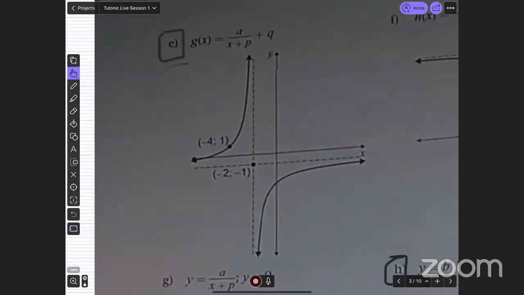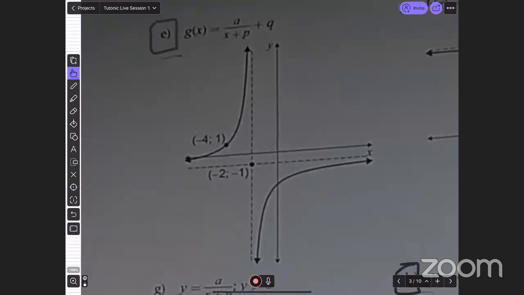E. Okay, this is a hyperbola. So P and Q is just the horizontal and vertical shift. For this, I just use the asymptote. So how is this graph shifted? It shifted down by 1 unit, and to the left by 2 units. Yeah, so -2.